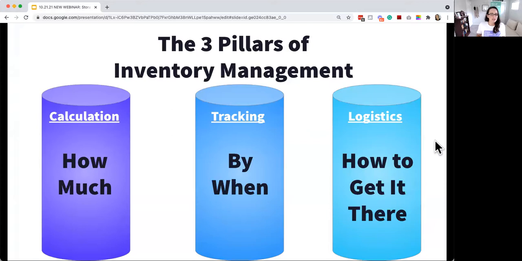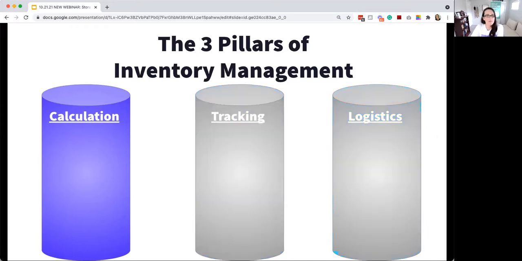All right, so let's get into why we came here. So first off, I'd like to talk about the 3 pillars of inventory management. Inventory management can be extremely overwhelming and extremely confusing at times. So to distill it down to the basics, you basically want to know how much inventory do I need, by when do I need it, and how am I going to get it there? So calculation, tracking, and logistics. So we're going to talk about some of the basics of those things.